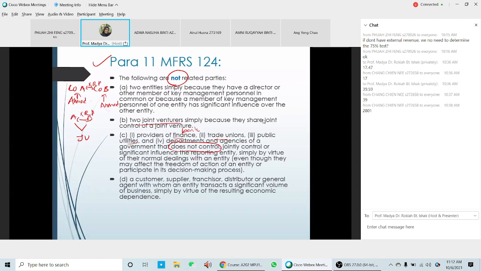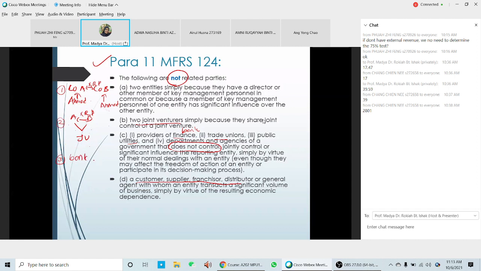And then the next one is a customer, supplier, franchisor, and distributor. It is also not a related party. So the first one is the director in common between companies. The next one is a JV. In the JV, A and JV are related parties, and B and JV are related parties, but A and B are not related parties. Okay, this one is a bank.